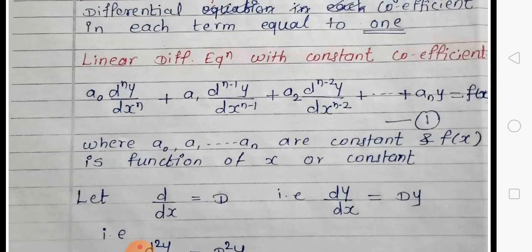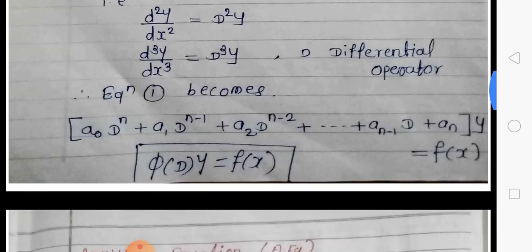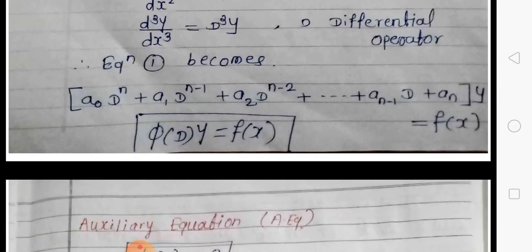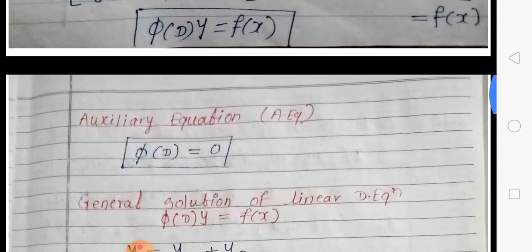Therefore, we substitute all these values in equation number 1. Then this equation reduces to the form a naught D raised to n plus a1 D raised to n minus 1 plus a2 D raised to n minus 2 up to a n minus 1 into D plus an. Out of the bracket we take y common, equal to f of x. If we consider this bracket term as the function phi of D, then the short form of the linear differential equation is phi of D into y is equal to f of x.